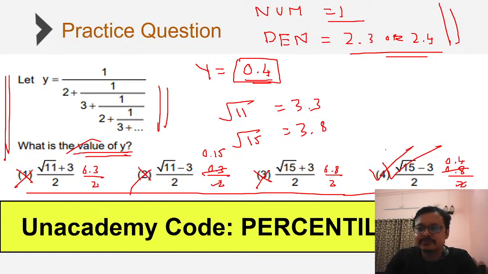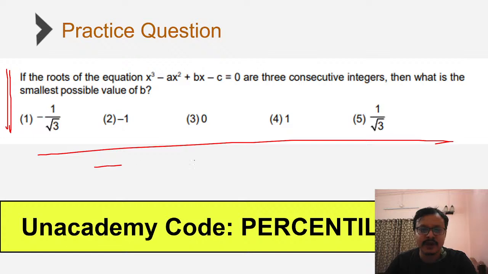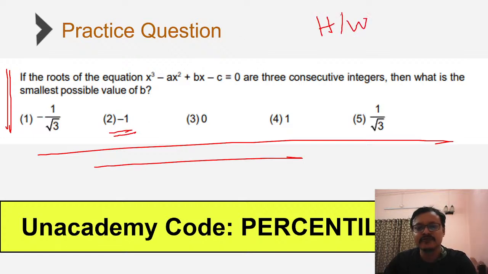So with that, we come to the end of today's session. There is one more question in the handout that is there as part of homework. So everybody try this question as part of homework. The correct answer will be option B, to try this question as part of homework.